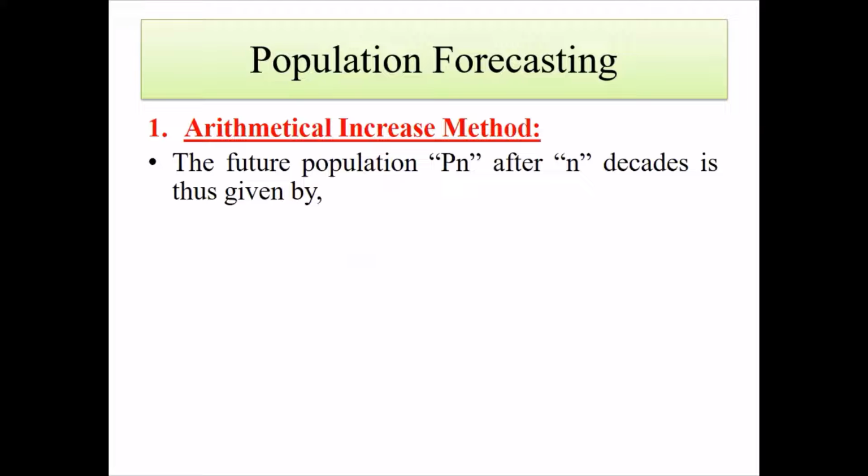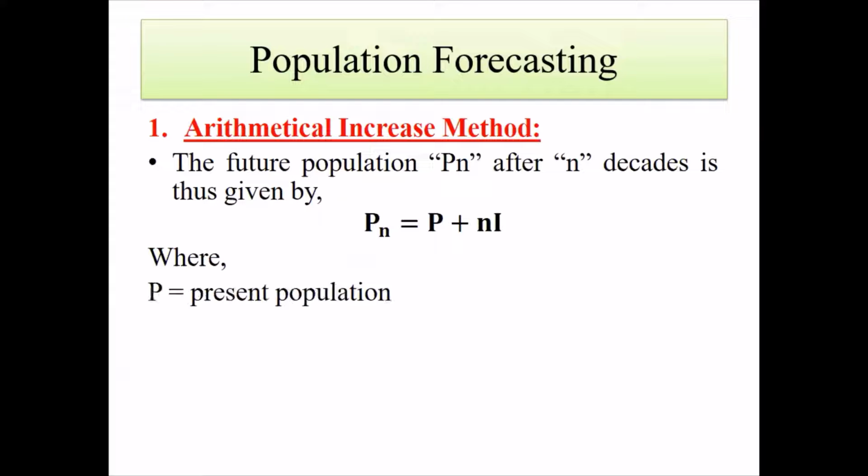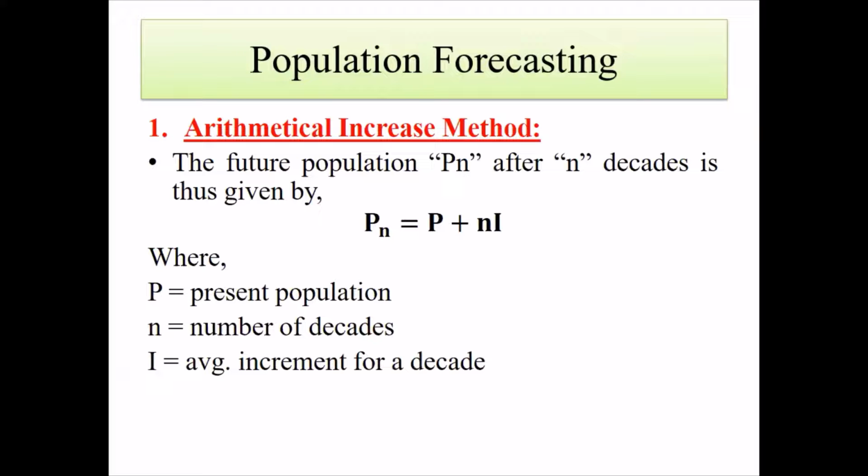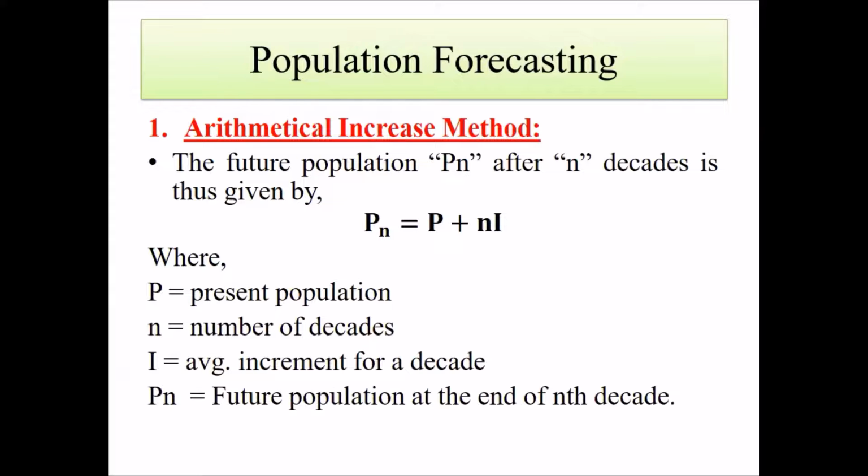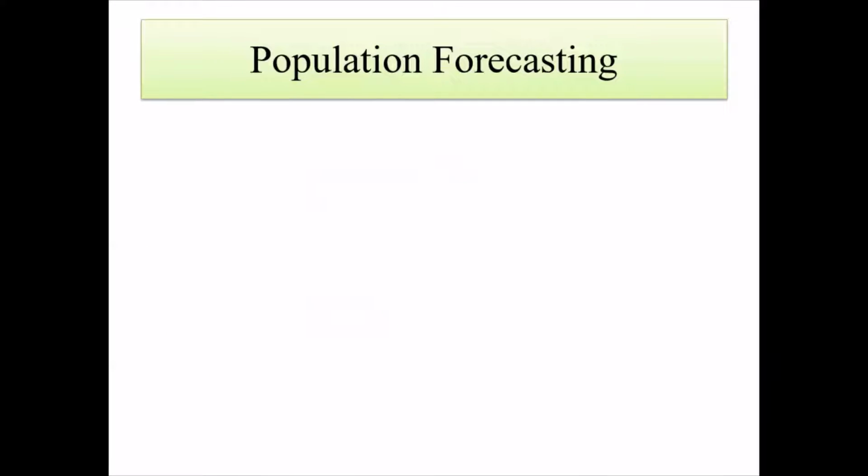The future population Pn after n decades is thus given by Pn is equal to P plus nI, where P is equal to present population, n is equal to number of decades, then I is equal to average incremental increase for a decade. Then Pn is equal to future population at the end of the n decades.